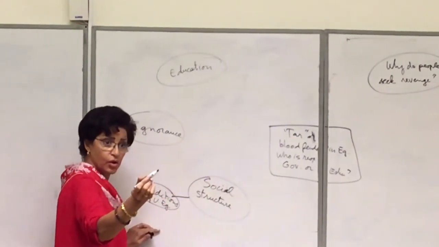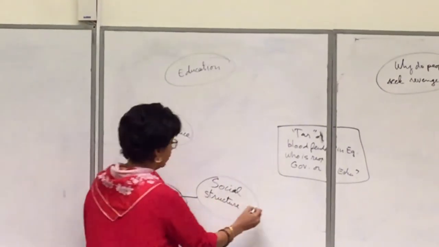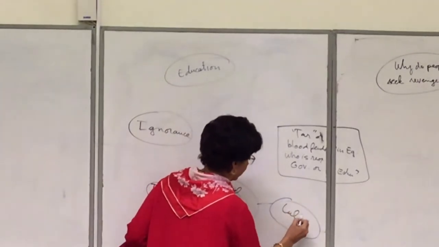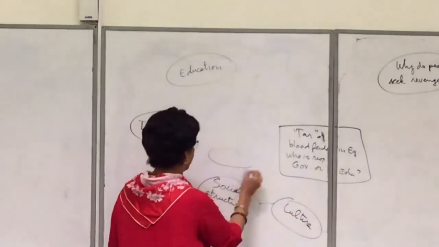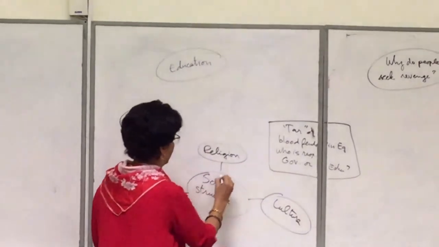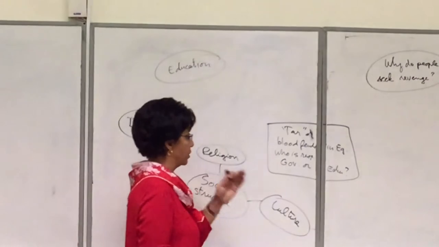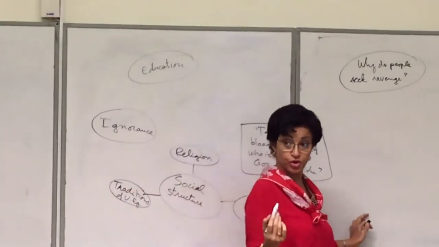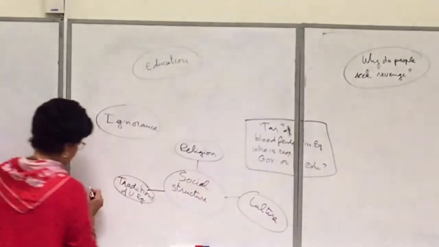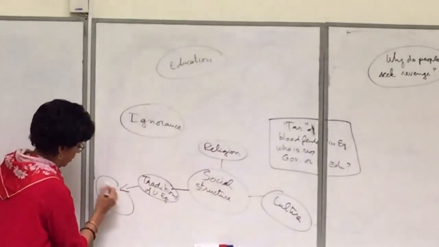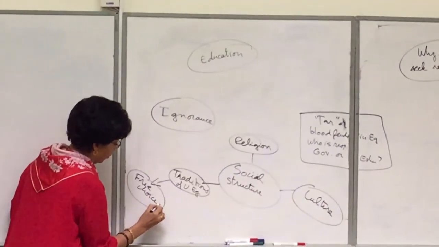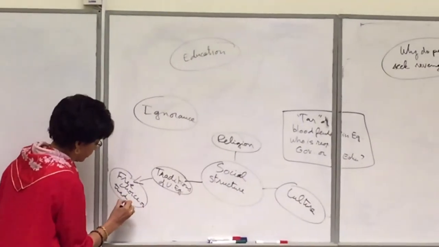What else? The culture. The culture, okay. Can we link it to social structure? Yeah, maybe the religious culture, religion, okay. So are we talking about free choice or tradition? Where we have tradition, here. So free choice or tradition? Okay, what else?